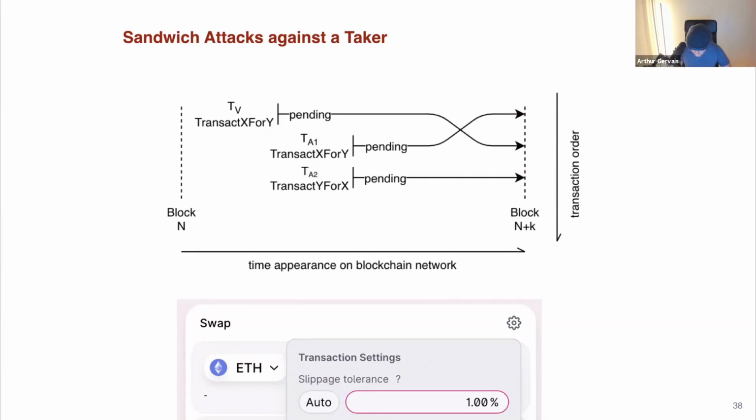However, if the slippage tolerance is, let's say, larger than 0.1%, whatever, 1, 2, 3%, then an adversary will be more incentivized to perform a sandwich attack in order to extract the slippage tolerance that you set here in, for example, the Uniswap UI.